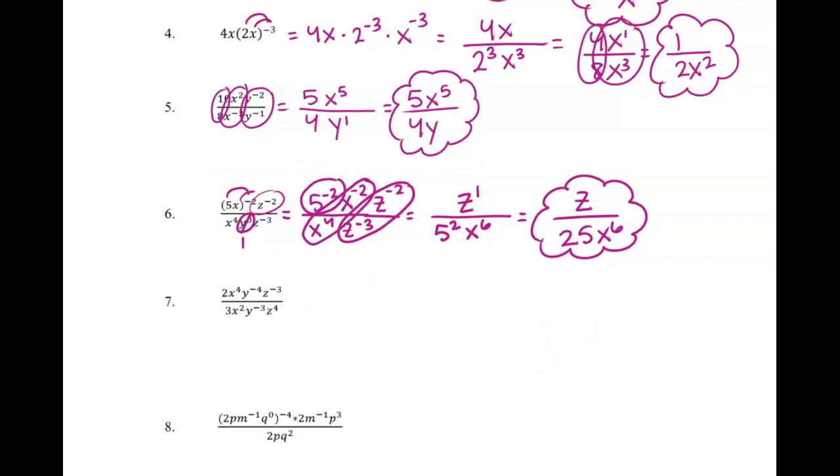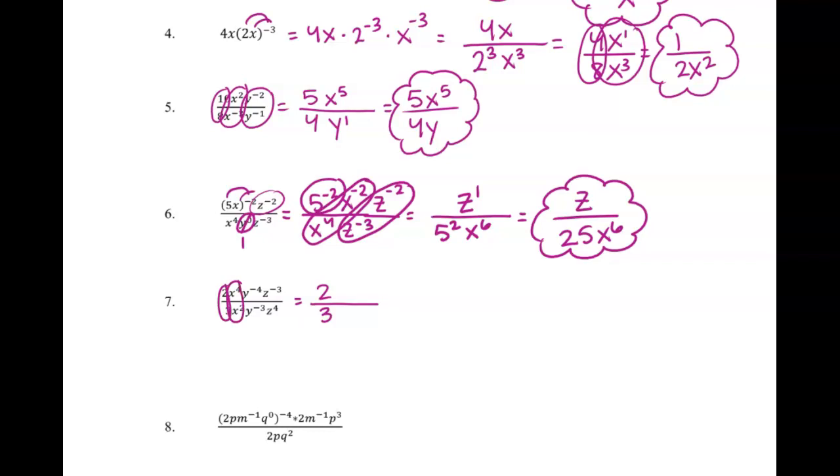Next one. It looks like we can't simplify across at all, so we'll go top to bottom, meaning x is on top, x is on the bottom, etc. Keep our fraction bar. The 2 and the 3 stay, so you can't simplify it. x to the 4th over x squared.